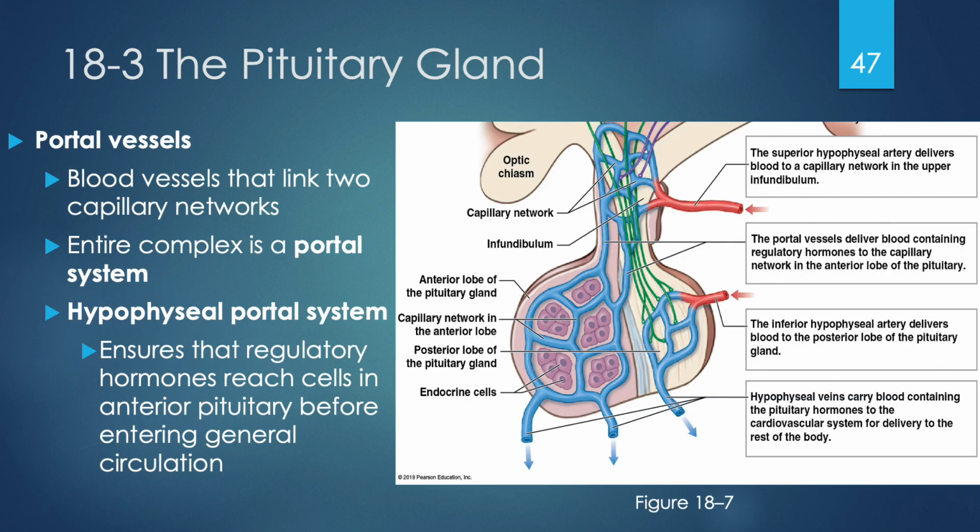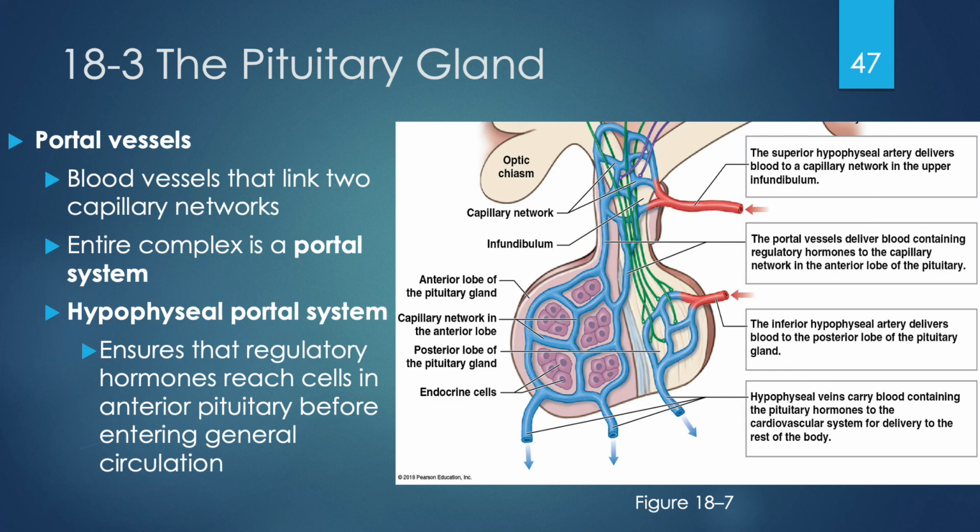Portal vessels are blood vessels that link two capillary networks together. Typically, we have arteries that carry oxygenated blood away from the heart and veins which carry deoxygenated blood towards the heart. But portal vessels link capillary networks together. So this is called a portal system.